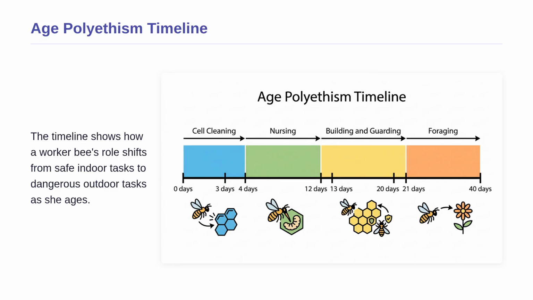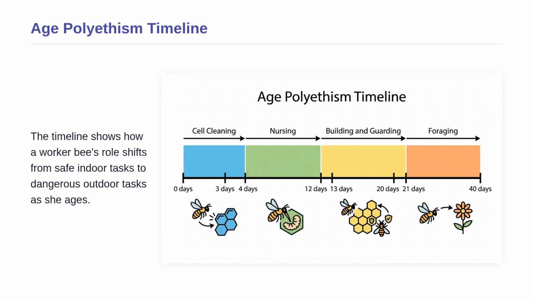Let us visualize this behavioral shift with a diagram. Here, you see the age polyethism timeline for a typical worker bee. The horizontal axis represents the bee's age in days. Notice how the timeline is divided into 4 distinct phases.